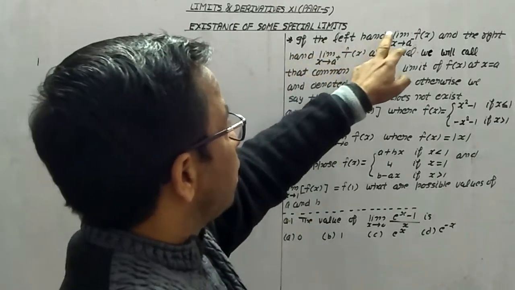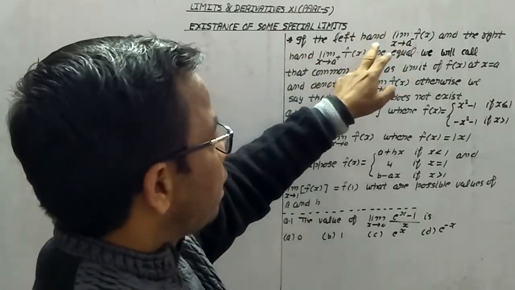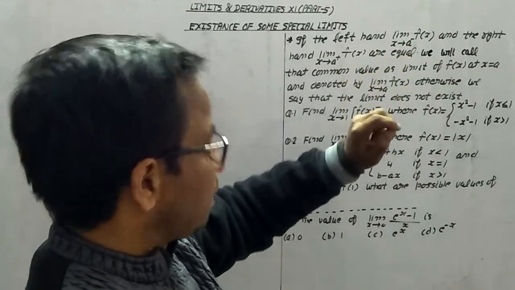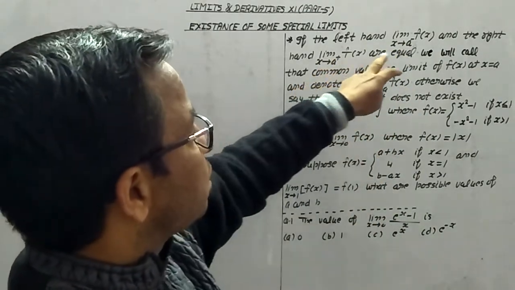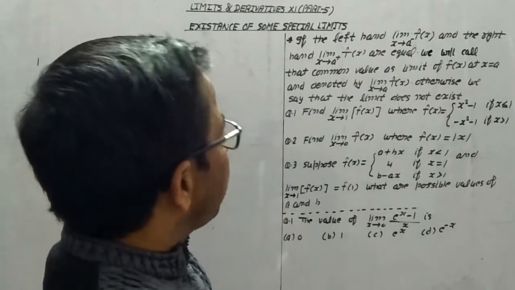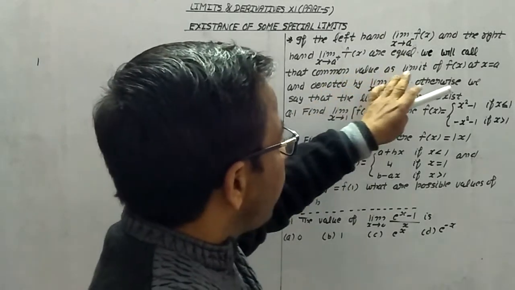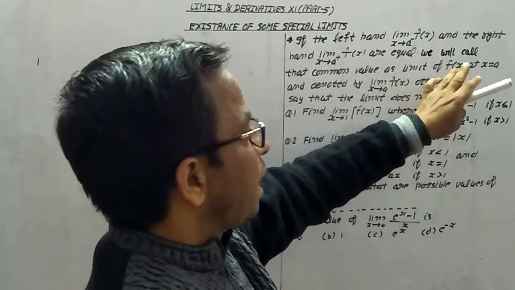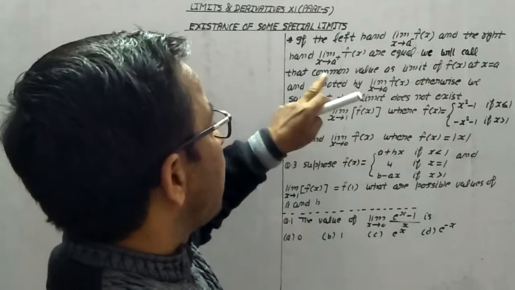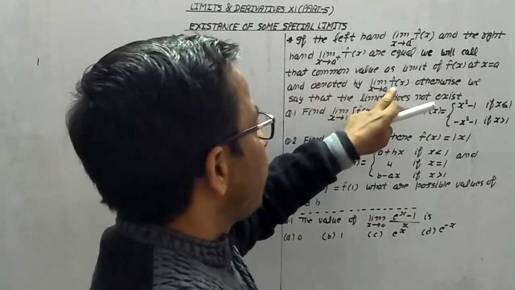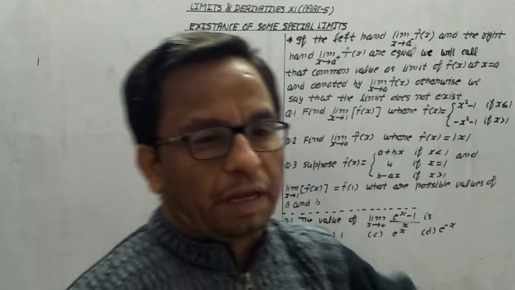If the left hand limit, x tends to a minus f(x), and the right hand limit, x tends to a plus f(x), are equal, we will call that common value the limit of f(x) at x equals a, and denote it by limit x tends to a f(x).